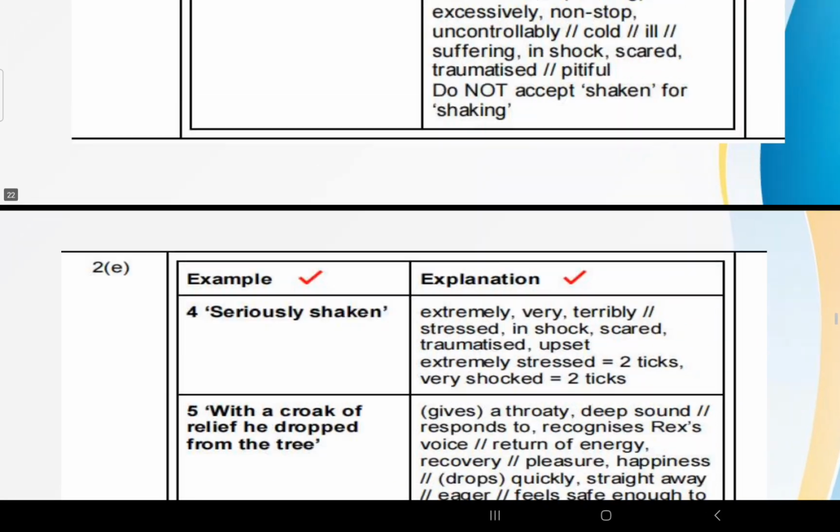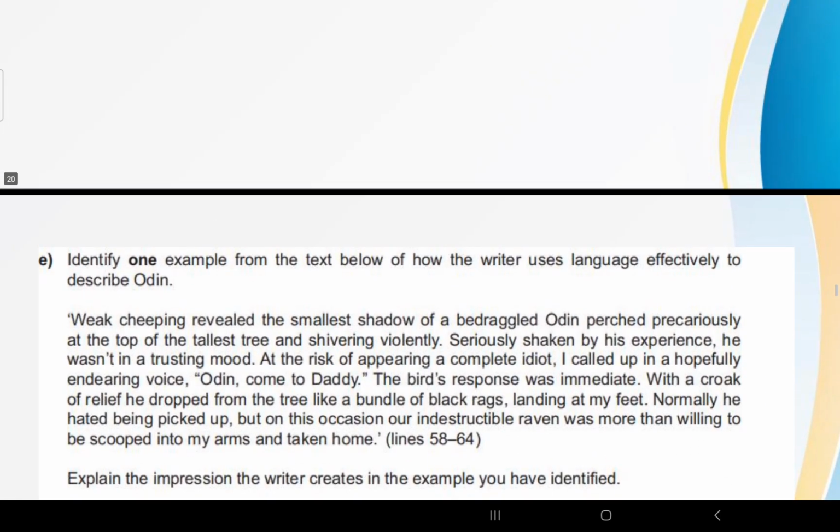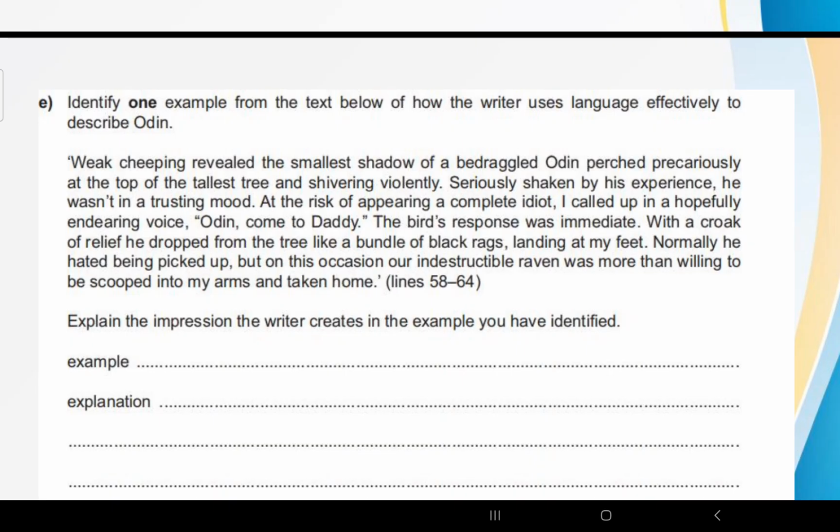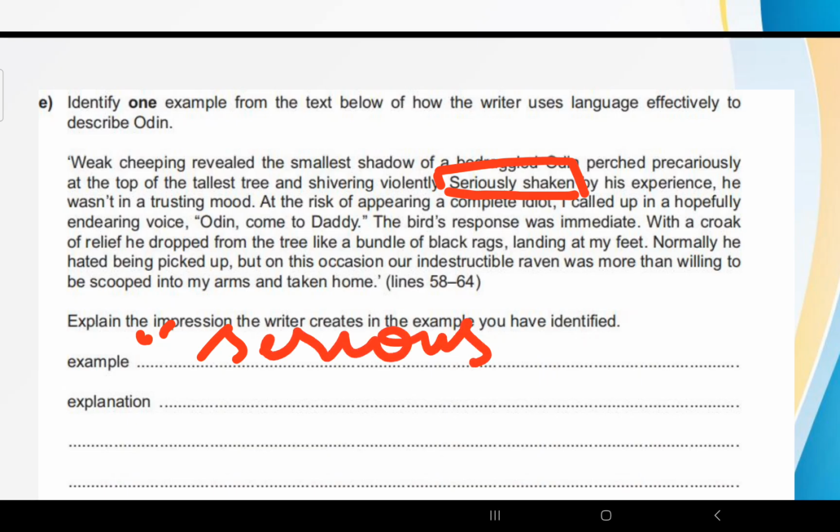All these are examples. Like if I simply write here "seriously shaken," that is also an example that describes this. So when you have identified this example, you just take it out from there. You can write it in quotation marks also: "seriously shaken." It can be one word, two words, five words, six words, or even longer than that.